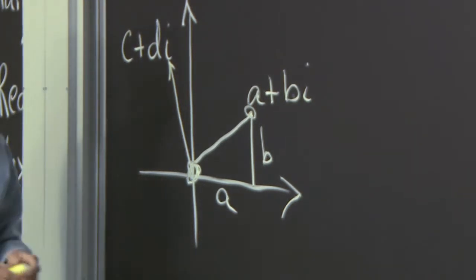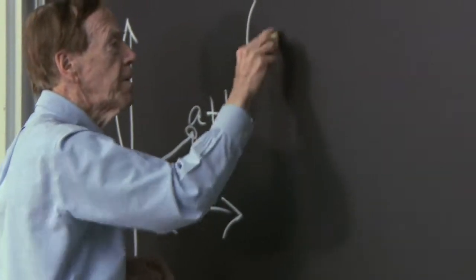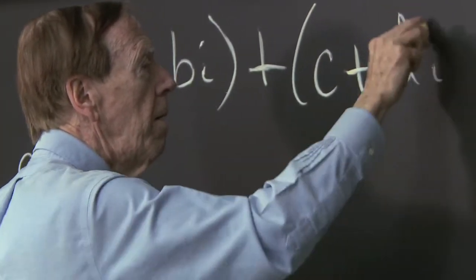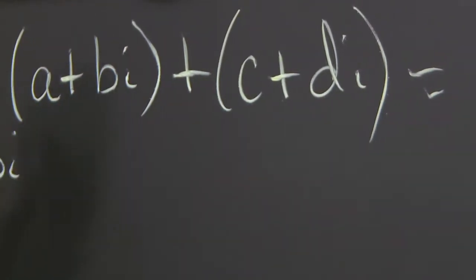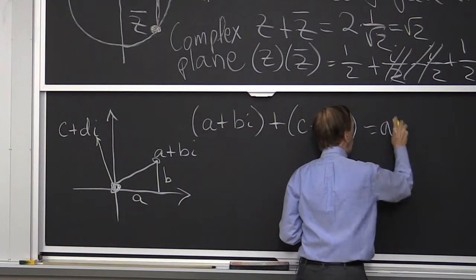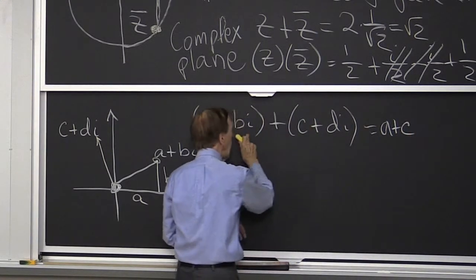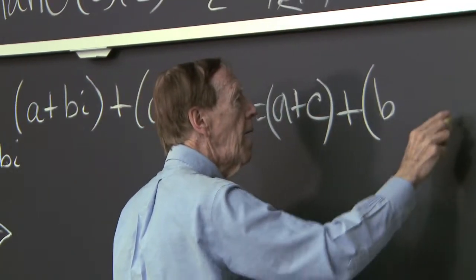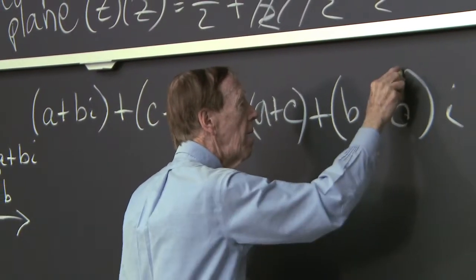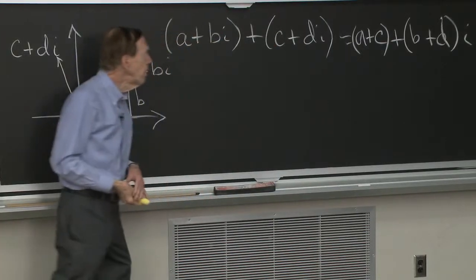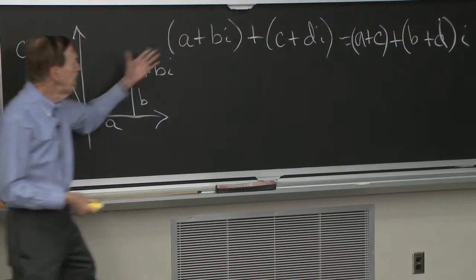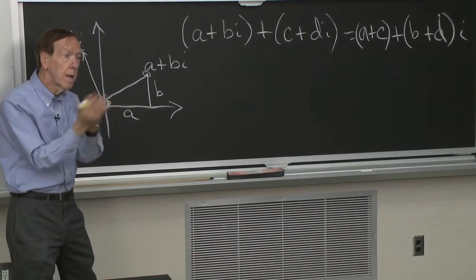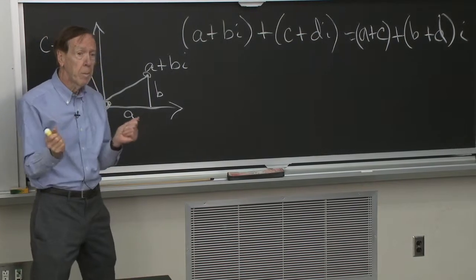If I add them, what do I get? So if I add a plus bi to c plus di, what could it be but a plus c and bi plus di? So I have a plus c is the real part, and bi plus di. Of course. I just added the 2 pieces here and the 2 pieces there, separating the real parts and the imaginary parts. Now I'll multiply.